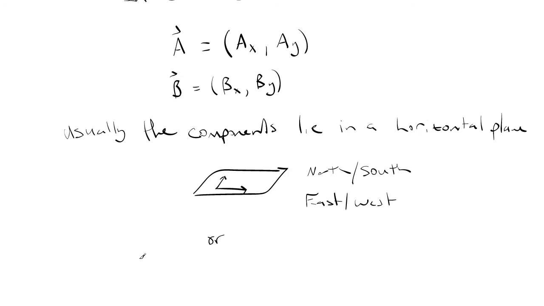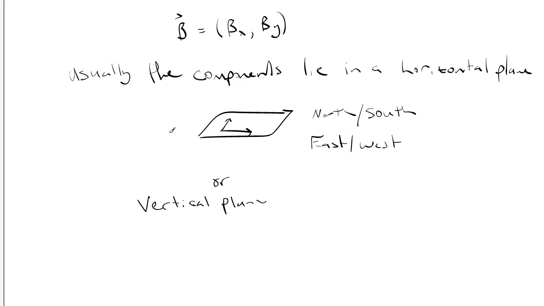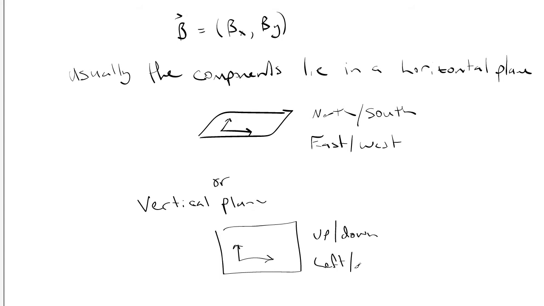On the other hand, it could lie in the vertical plane. This is the case of a ball flying through the air, where the ball travels both vertically and horizontally. But in the horizontal direction, it's either moving forwards or backwards or left and right, and not both. Right? It's not curving or anything like that. So we can draw an axis that is vertical and horizontal, and we refer to those directions maybe as up and down, and left or right, or something similar to that.